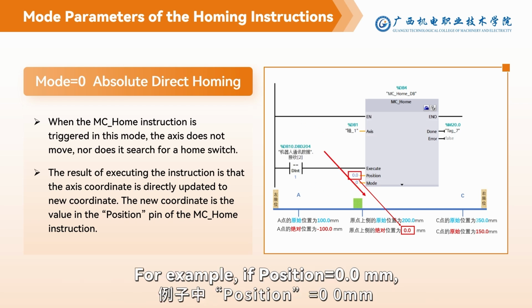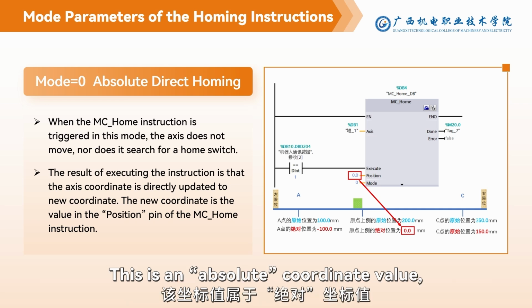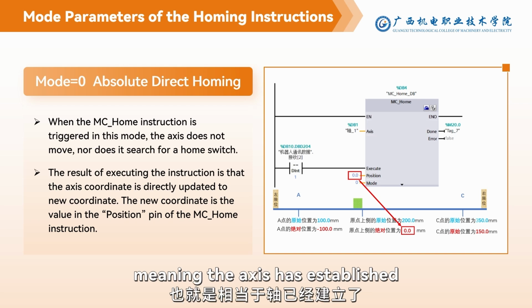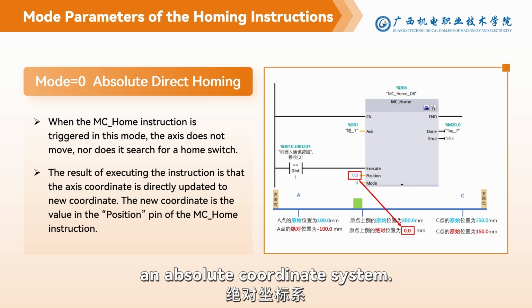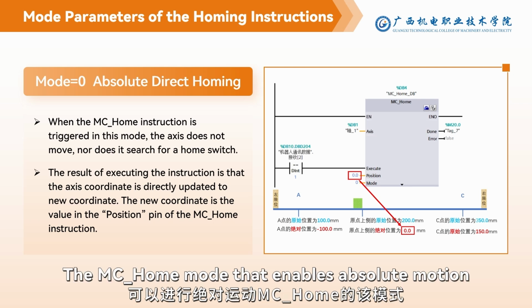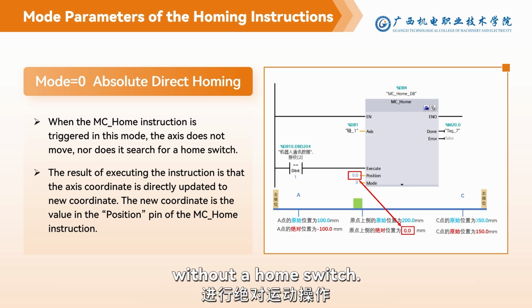The new coordinate is the value in the position P of the MC Home instruction. For example, if position equals 0 mm, the current axis coordinate value is updated to 0 mm. This is an absolute coordinate value, meaning the axis has established an absolute coordinate system. The MC Home mode that enables absolute motion allows users to perform absolute motion operation without a home switch.